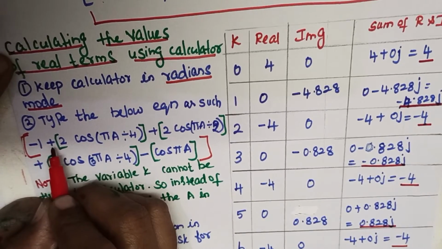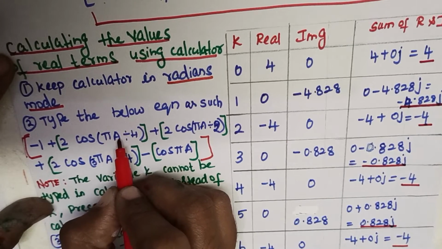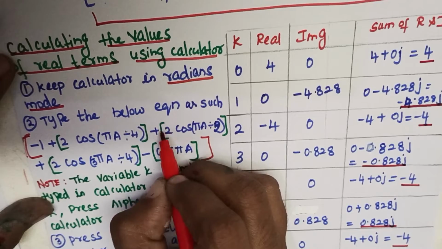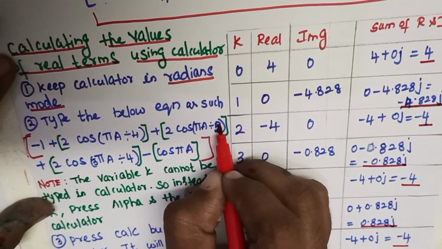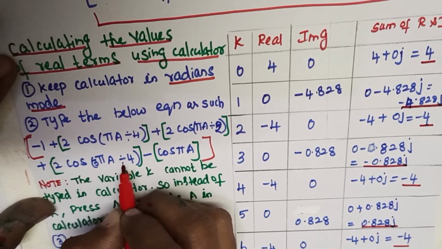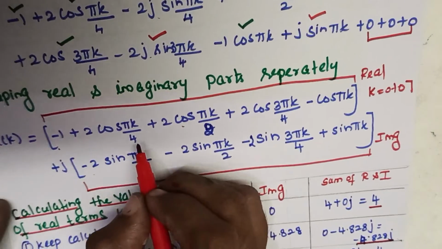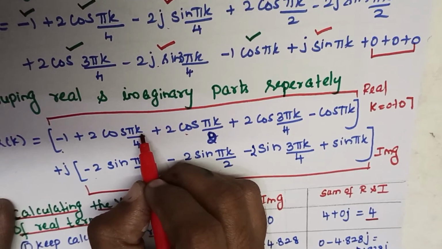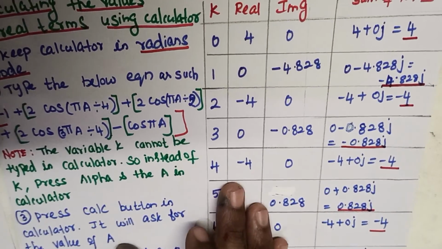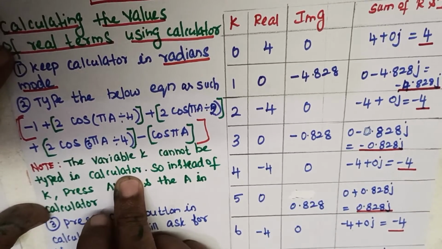That is first minus 1 plus, within a square bracket, 2 cos of pi a divided by 4, close this bracket, close the square bracket, plus next term 2 cos of pi a divided by 2, close these two brackets, plus 2 cos of 3 pi a divided by 4, close the bracket, minus cos pi a. In my original equation, the variable that I have considered is k. But while typing this equation in the calculator, this k will not be available. The variable k cannot be typed in the calculator because it is not available.